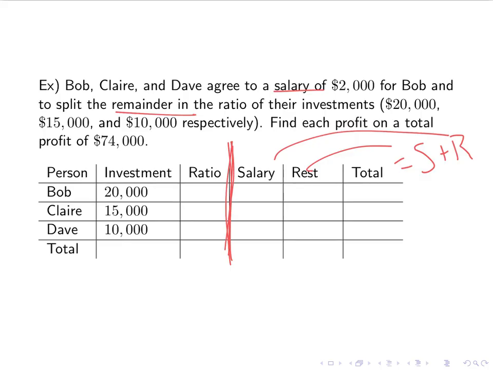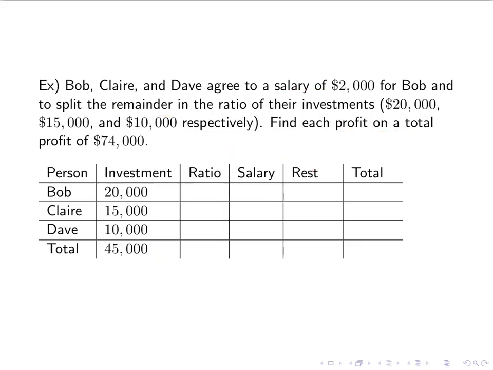So I need the ratio of their investments, which means I need their total investment. So that's the first thing I got to do. How much did they invest in total? So I add them up and I get 45,000. Next, I need to find their ratios. So again, it's the ratio of their investments.